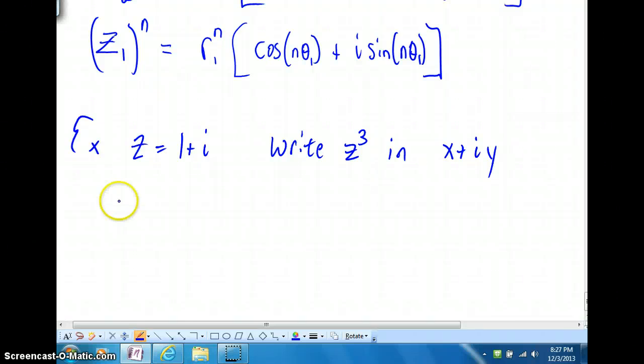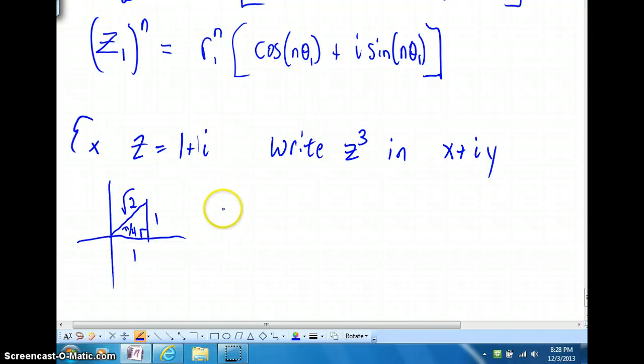So what we could do real quickly is make an Argand diagram. We could say, look, I'm going to go one step to the right. I have a 1 out in front of my i. Hopefully you can see very quickly this is the 45, 45, 90 right triangle. That means this angle here is pi over 4. And of course my radius would be radical 2. Writing this out in cis form, we'd have radical 2, and then this is the cosine of pi over 4 plus I sine of pi over 4.